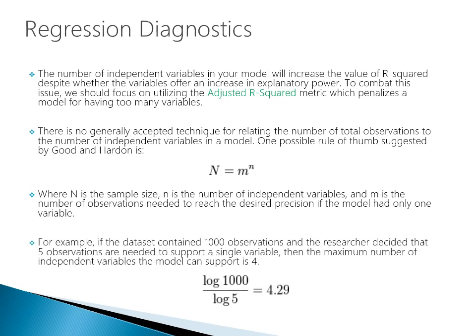So for example, if I have a data set that has 1,000 observations and the researcher decided that 5 observations are needed to support a single variable, then the maximum number of independent variables that the model can support is 4. This isn't a definitive rule, but if you're wondering how many variables you should have in your model, this is one technique that you can employ that helps to guide you in that direction.